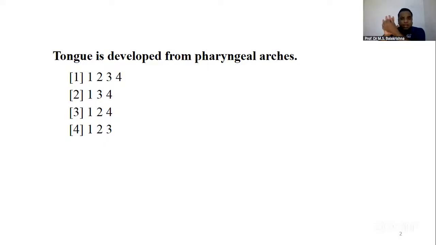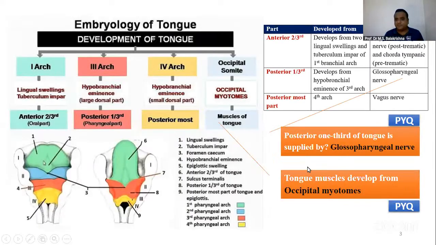But the second arch gets embedded down. It goes down, and on the dorsum it looks like 1, 3, 4. So first arch, third arch, fourth arch. The second arch also has a contribution in the beginning stages, but it sinks down. So please understand 1, 3, 4 is the correct answer. Let's go into the details of this.